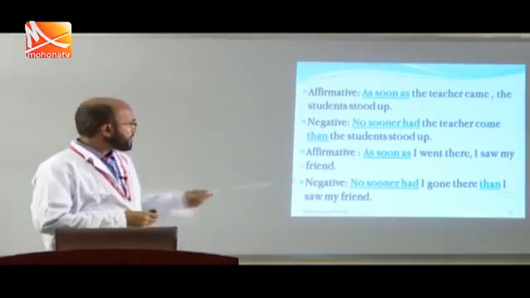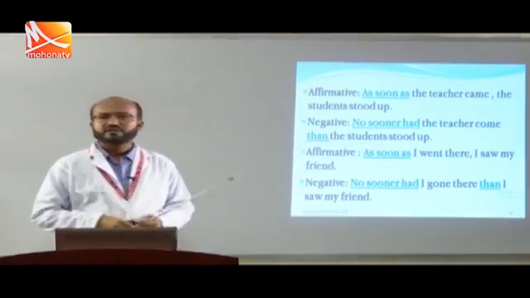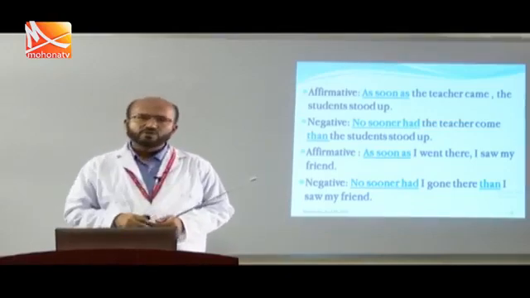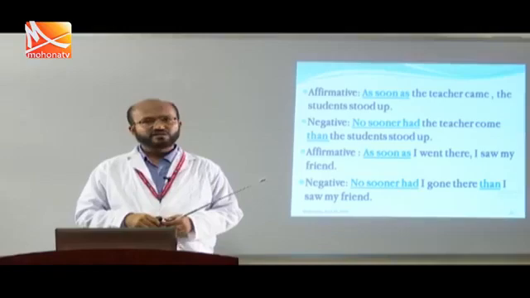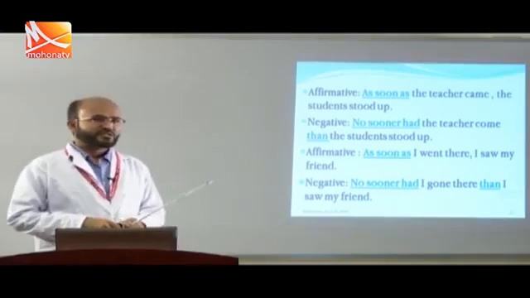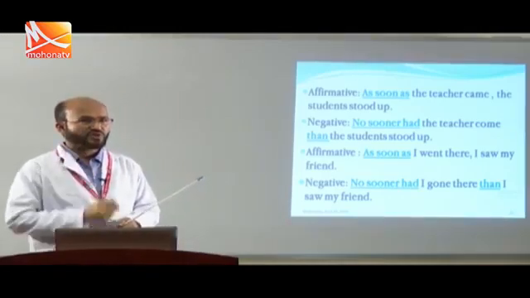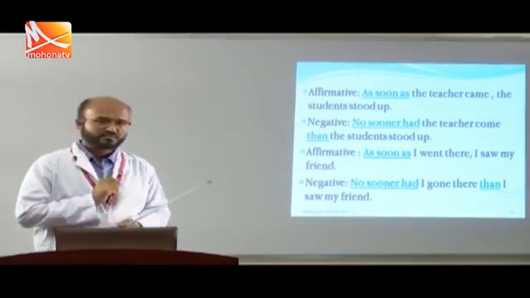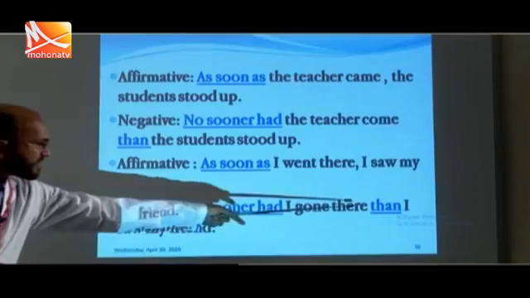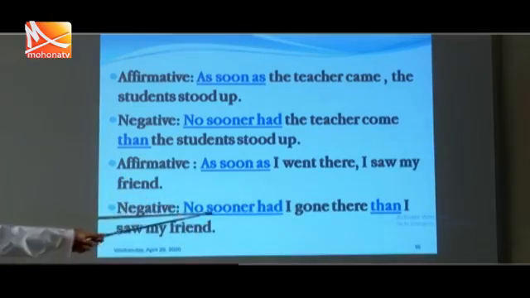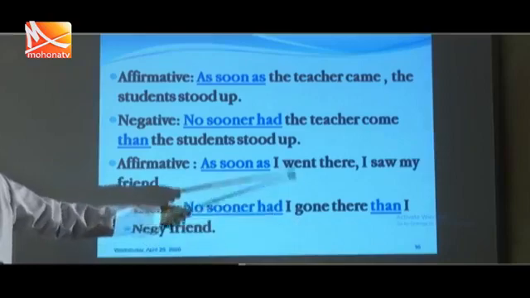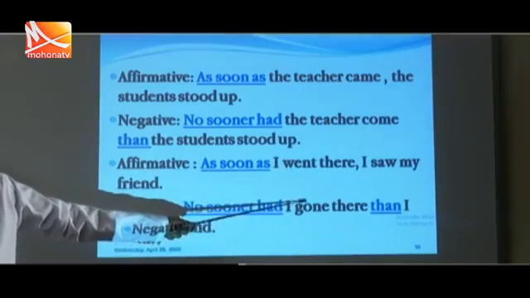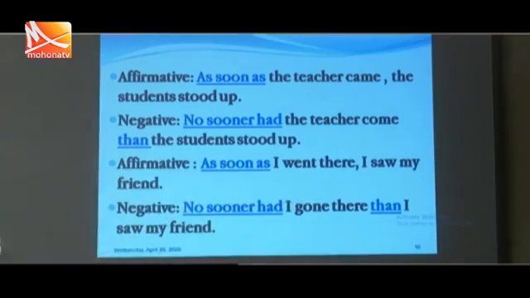Next. As soon as I went there, I saw my friend. Here you see, no sooner had. Okay, fine. So, in the meantime, we have understood had. So, after that, past participle form of the verb. See here, gone. So, no sooner had I gone. The went, gone. This is past participle form. Then I saw my friend.